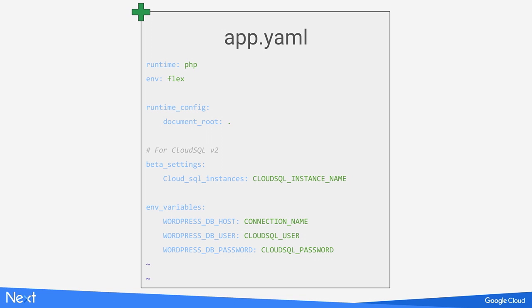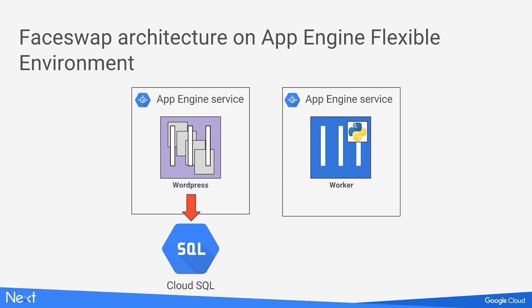The runtime configuration just says our front controller is in the root of our project. So if you had Symfony, it'd be document root web. If you had Laravel, it'd be document root public. And then the rest of this isn't super important, but you can set environment variables in app.yaml, and if you're using Cloud SQL version 2, you declare your connection there. And it looks like this. This is basically the same as what we have, but now we have 2 separate services instead of 2 services contained in an instance.